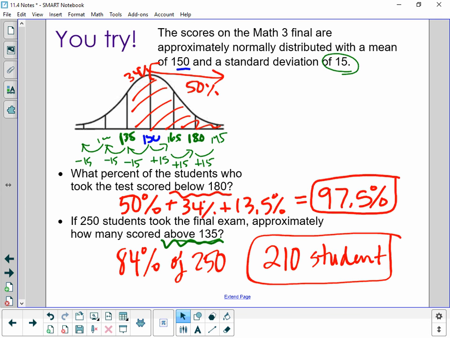Okay, so that's normal distribution in a nutshell. If you need some help with that, please come in before school, after school, or at lunch, and I will help you with that. This is really our last topic of the unit, so make sure that you are on top of that because we're going to be testing soon. So just let me know if you need help. Thanks.